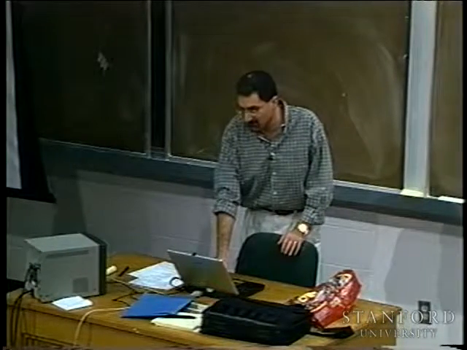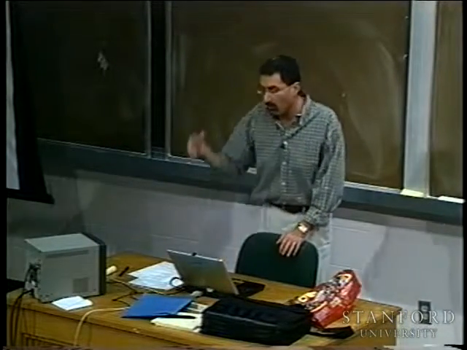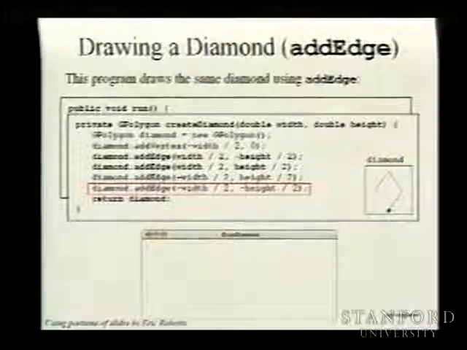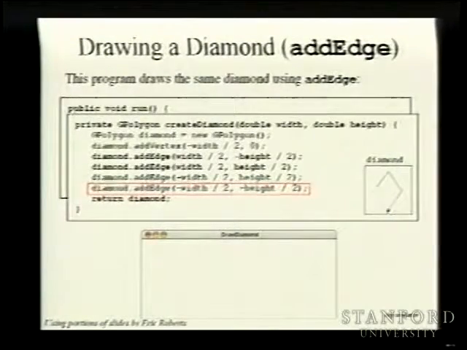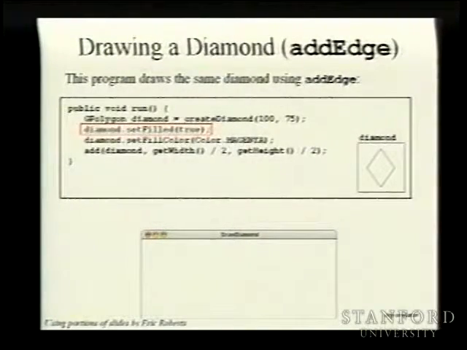Okay? And so basically, if I follow this all the way around, what I do is I add edges. Again, after I add that last edge, the polygon is closed for me automatically. I get back the same diamond. I'm just now doing it with edges instead of with vertices. Same sort of deal. I make it magenta because magenta is a fun color, and I write it out to the screen. Okay? So that's G-polygon.